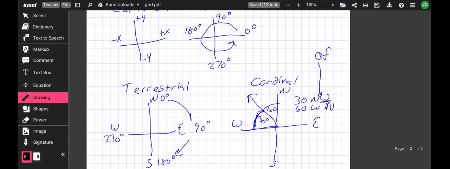Same thing happens with 60 degrees west of north. I go to the north and I turn 60 degrees towards the west. You go to the second letter and you turn so many degrees towards the first letter.